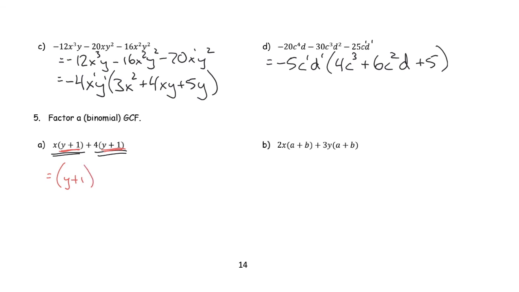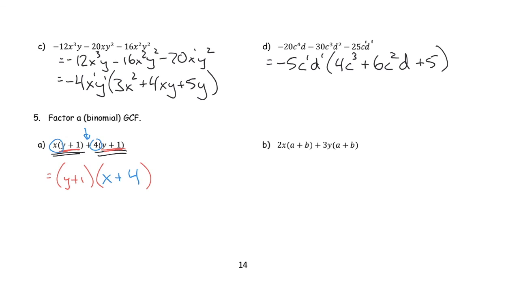y plus 1 multiplied by, well, multiplied by what? As soon as I divide that out, what am I left with? Well, in the first term, I'm left with an x plus, and in the second term, I'm left with a 4. So when I take that out, I'm getting y plus 1 multiplied by x plus 4.